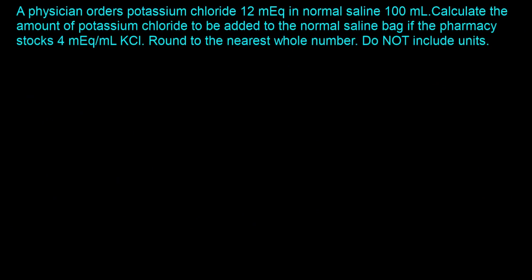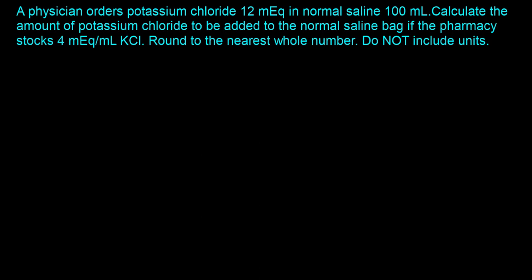Let's take a look at this question, which says a physician orders potassium chloride 12 milliequivalents in normal saline 100 milliliter. Calculate the amount of potassium chloride to be added to the normal saline bag if the pharmacy stocks 4 milliequivalents per milliliter KCl. Round to the nearest whole number. Do not include units. So in this question, the expectation is to calculate the volume of potassium chloride that you need to put into the 100 milliliter bag to give you 12 milliequivalents.